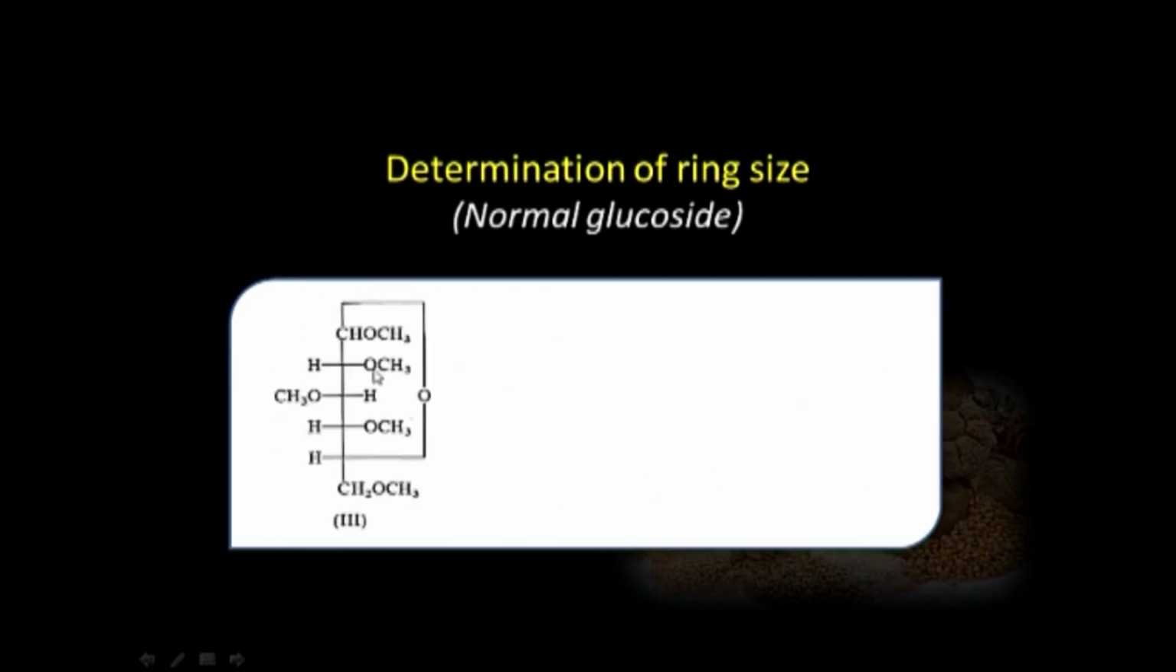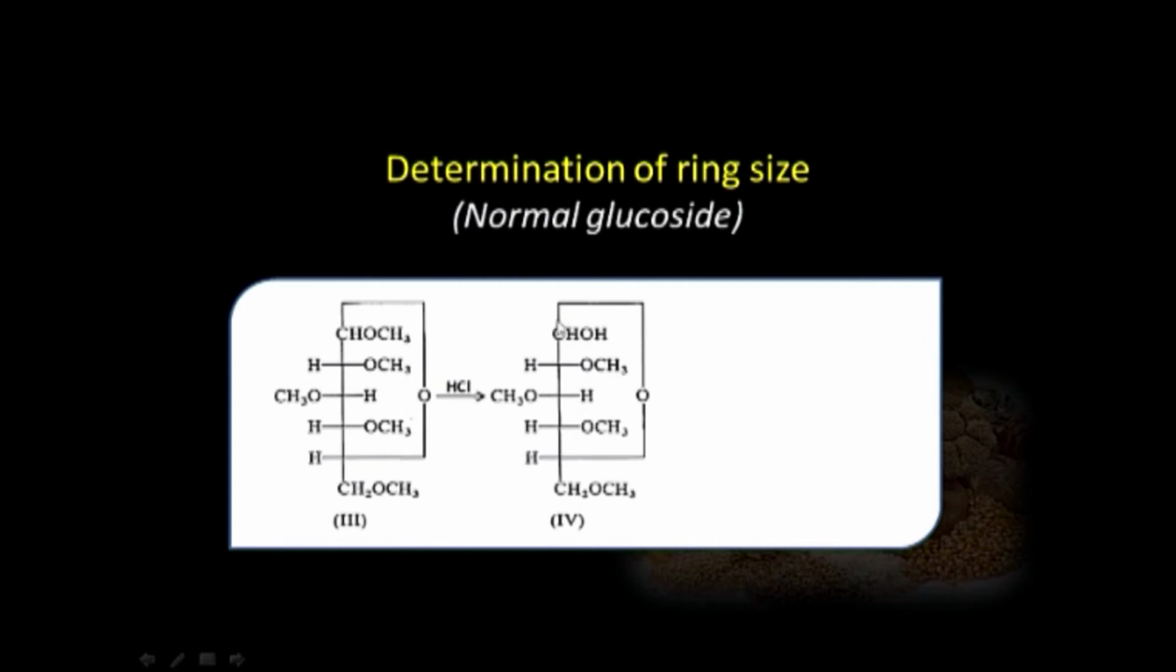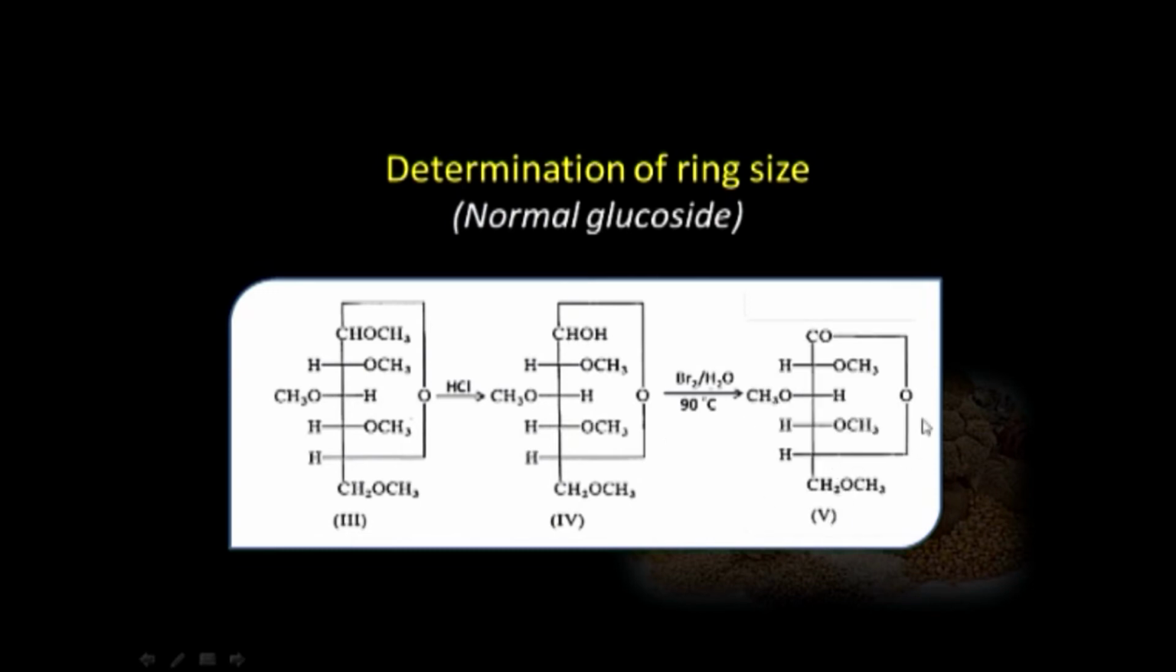Now, this tetramethyl derivative is hydrolyzed with HCl when this acetal is converted back into hemiacetal, that is we get the aldehyde back, which is present as a cyclic structure. So, this is CHOH. Now, this is oxidized with bromine. On oxidation with bromine, this aldehyde is oxidized to carboxylic acid and then again it forms a cyclic ester with the same hydroxyl which is free, which was earlier present as hemiacetal, and we obtain this cyclic lactone.